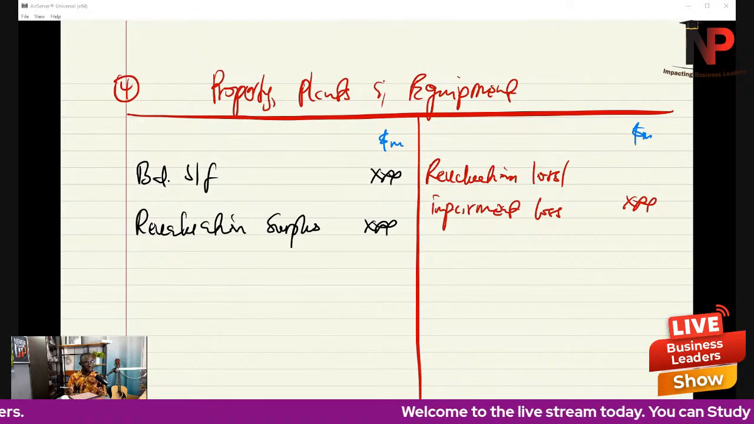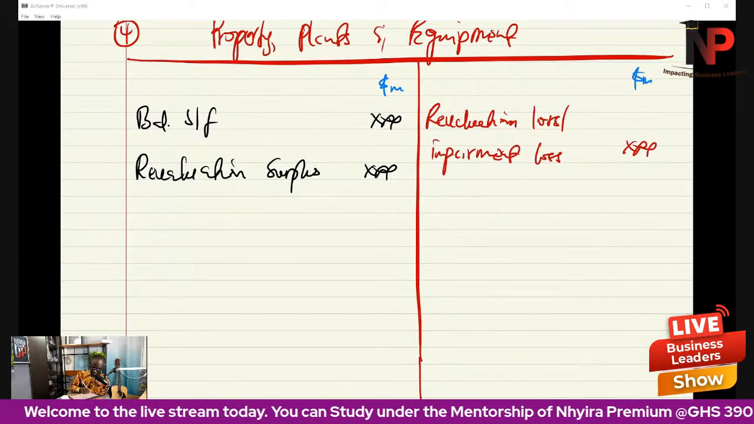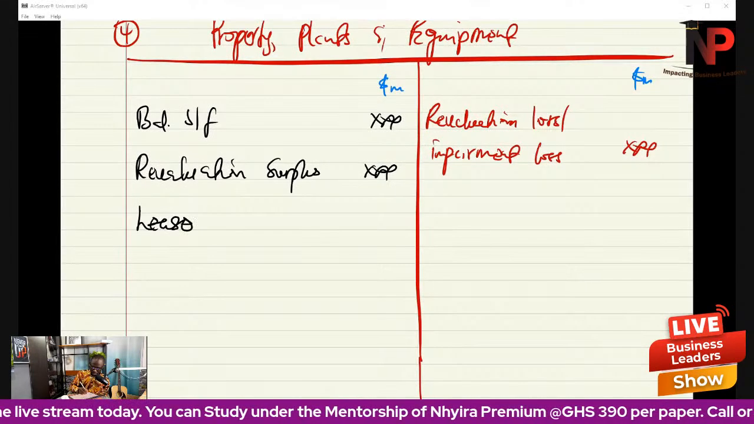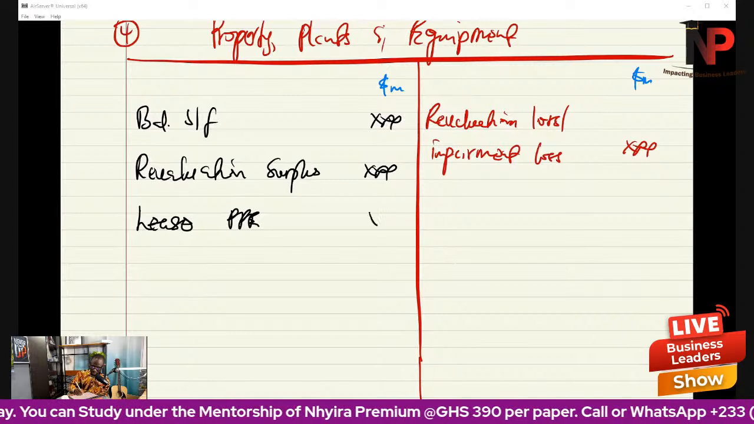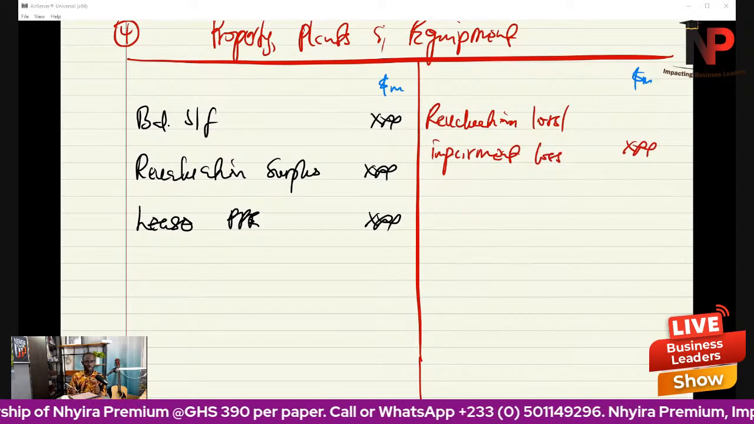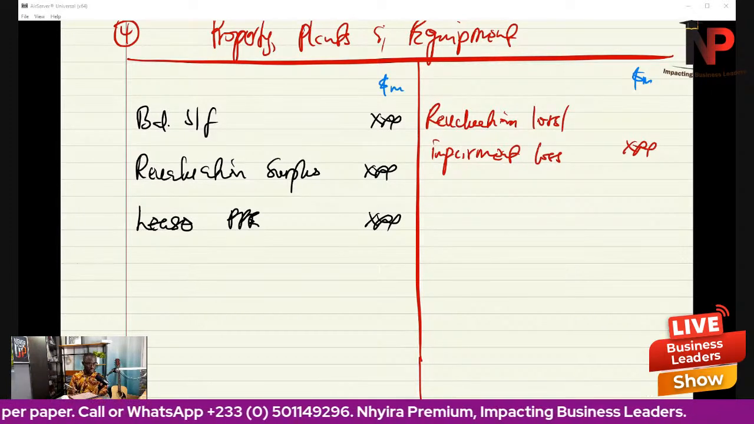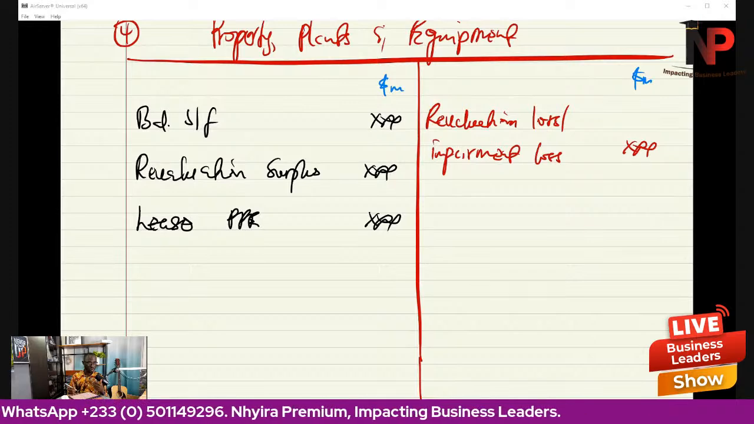So that is about revaluation. Then there are times during the year the entity may lease an asset. Leased property, plant, and equipment may be brought on the debit side because it has increased the property, plant, and equipment for the year under review. So we bring it on the debit side for the period.